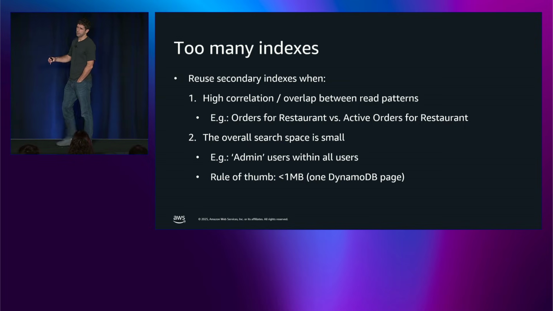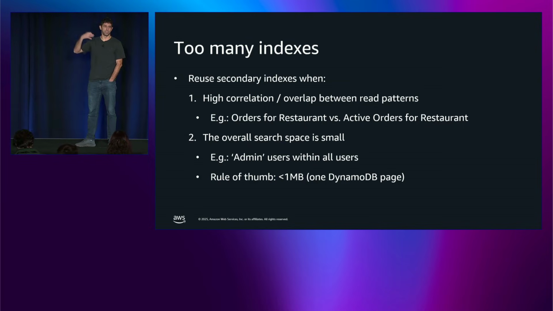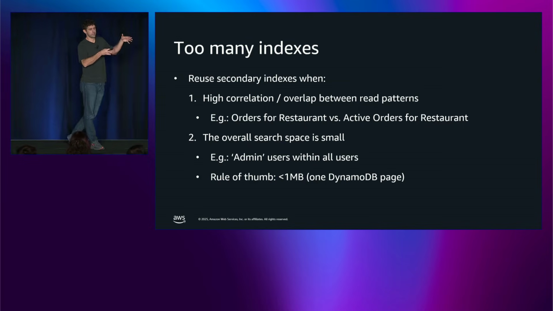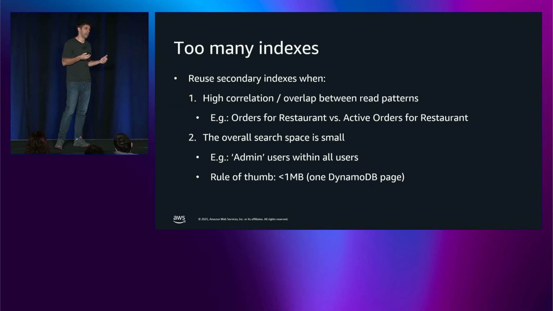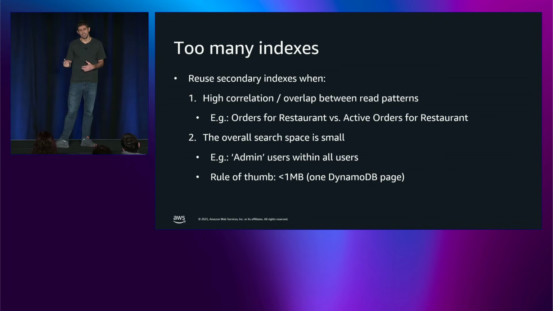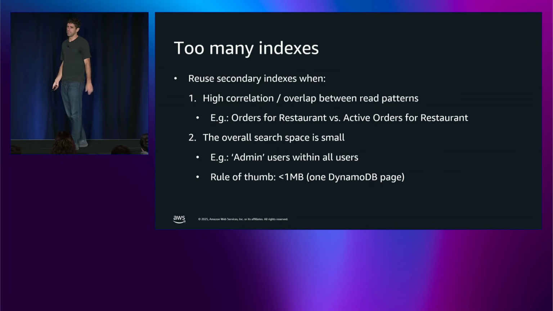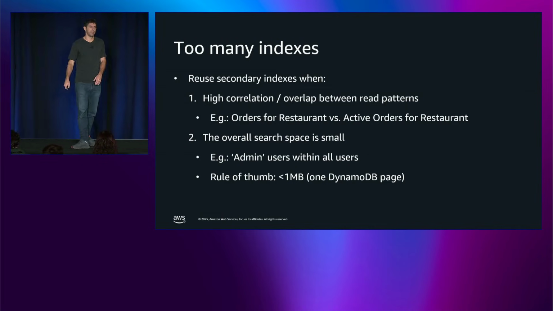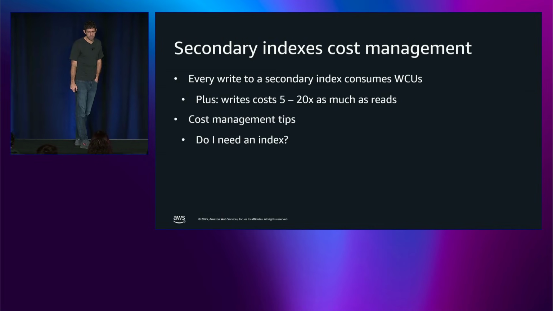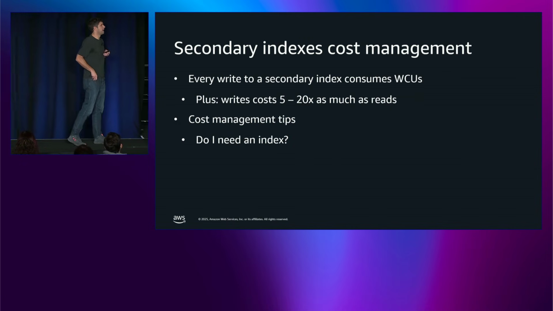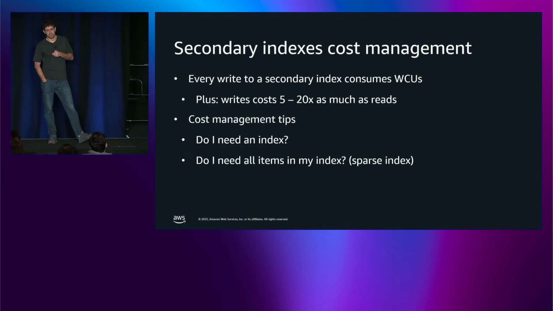My rough rule of thumb here is, if fetching that total search space, in this case all the users for a given organization, is less than 1 megabyte, which is 1 Dynamo query page, I'd say usually you don't need a secondary index for that, depending on how many times you're reading from it and things like that. All right, so that's the first one, right? Do I need an index at all? Can I avoid having an index?